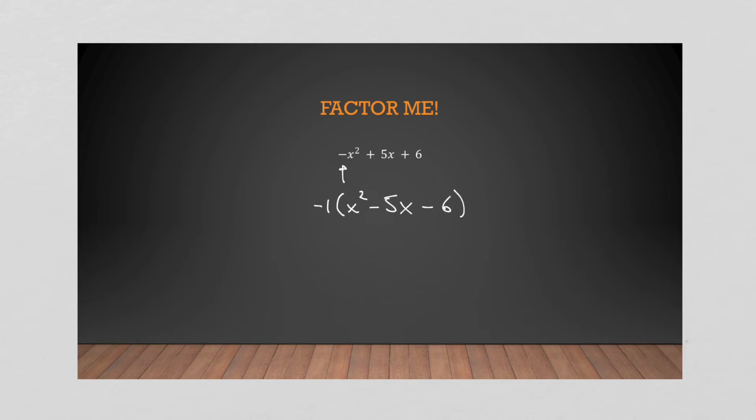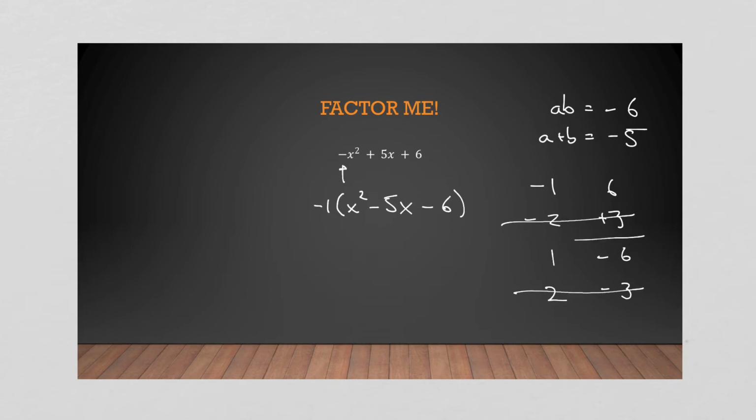And now I'm looking for an a times b that is equal to negative 6 and an a plus b that is equal to negative 5. Now I want you to consider this for a second. I need two numbers that multiply to negative 6, which means one has to be positive and one has to be negative. So that leaves me with negative 1 and positive 6, negative 2 and positive 3, or 1 and negative 6, and 2 and negative 3. And then which one of those add to negative 5? Well, no and no. Yes.